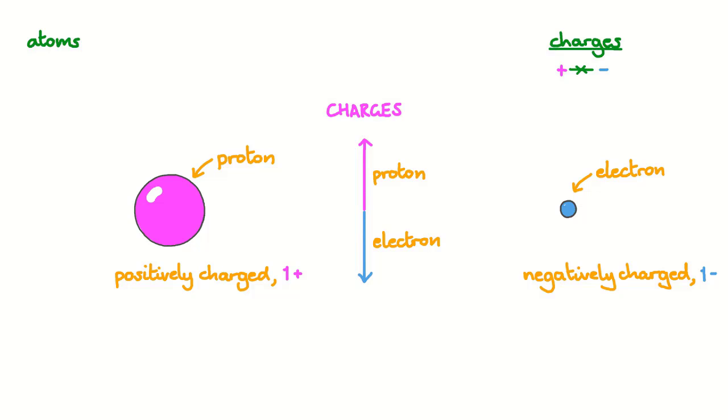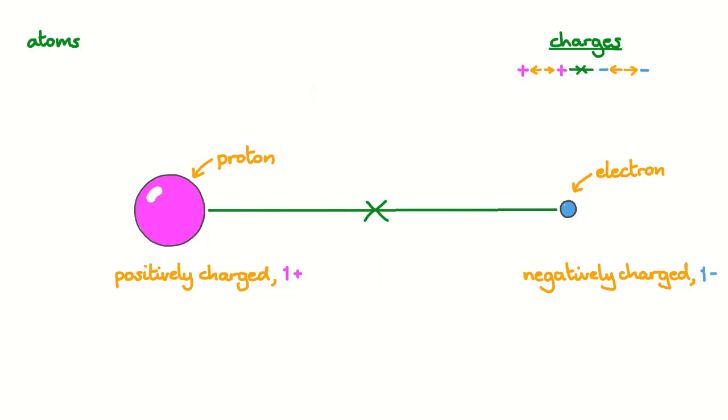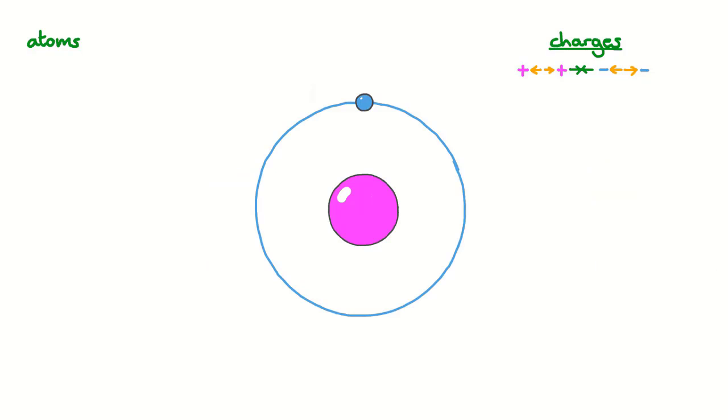Particles with opposite charges attract each other, while particles with the same charge repel. Positively charged protons attract negatively charged electrons. So when a proton and an electron meet, they can form an atom.